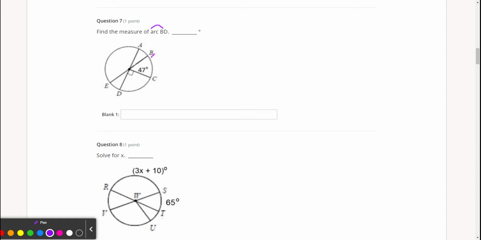So arc BD is all the way from B past C to D. The 47 is right here. 47 plus 90, that's it.